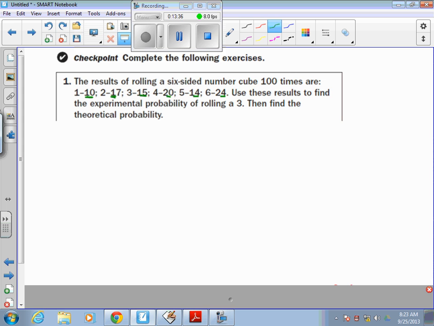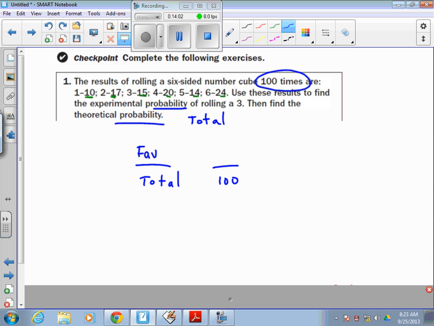Well, we know for probability, you have to find total. Now, we are given a total from the beginning. It says they're rolled 100 times. If you want to add up 10 and 17 and 15 and 20 and 14 and 24, you'll get 100. But we know that probability means favorable over total. So at the bottom, we're going to put 100 because that's the total rolls. The favorable amount says rolling a 3. So 3 was rolled 15 times. So 15 over 100.